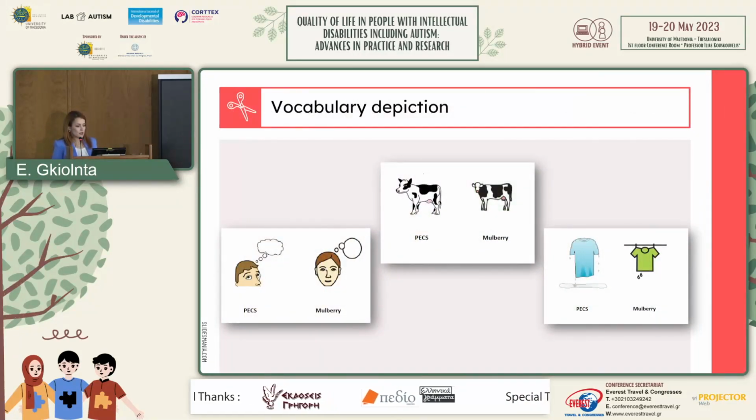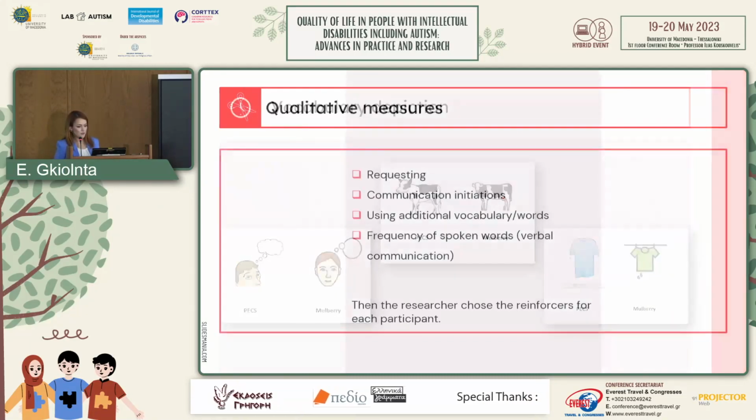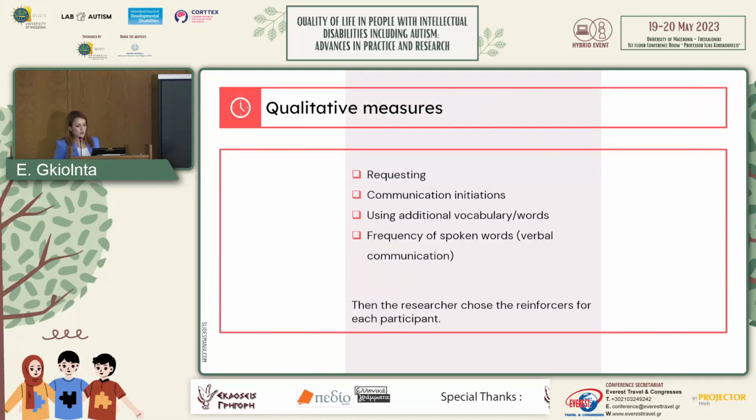The vocabulary depiction was made with Mulberry symbols. They are very similar to PEC symbols, as you can see in the pictures. The qualitative measures were requesting, communication initiations, using additional vocabulary and words, and frequency of spoken words, verbal communication. Then the researcher, me, chose the reinforcers for each participant.